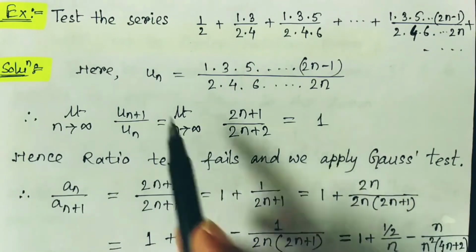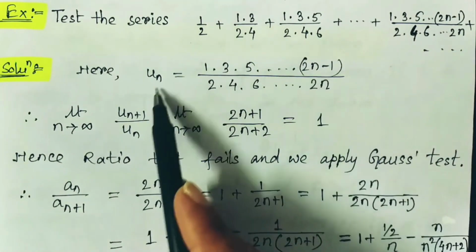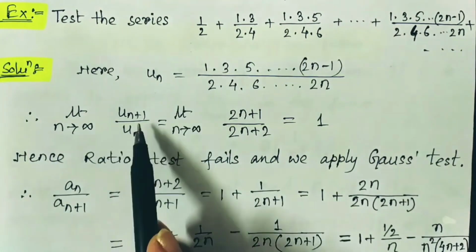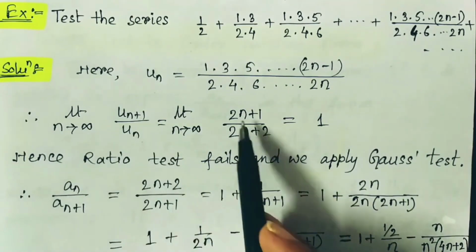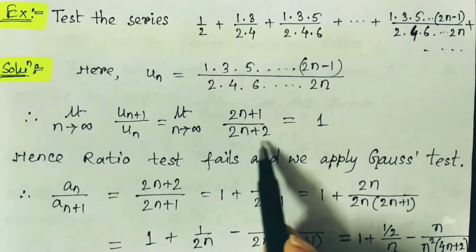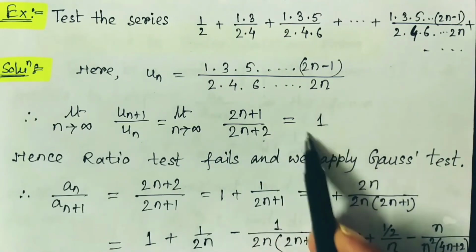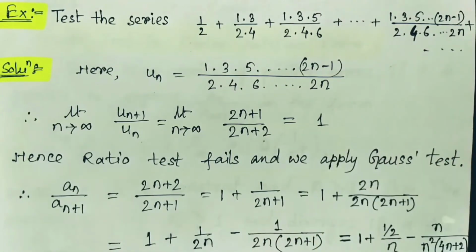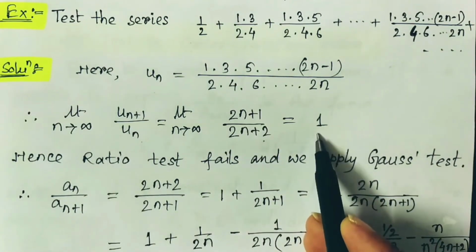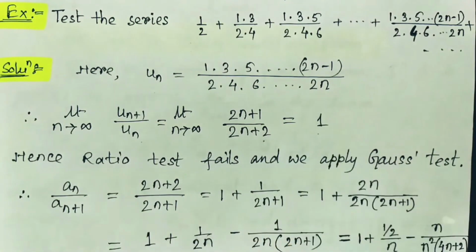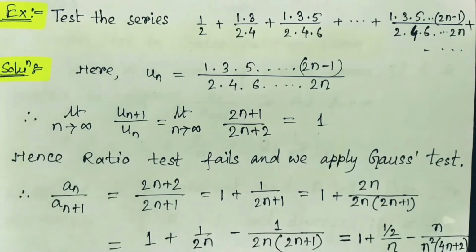Now similarly, from here we can easily find un plus 1 just by replacing n by n plus 1, and depending upon that you can calculate the ratio un plus 1 by un. That ratio, while we calculate its value, is 2n plus 1 divided by 2n plus 2. And if we take the limit of this as n tends to infinity, the limiting value is 1. So the criteria for D'Alembert's ratio test, with this limiting value 1, means the D'Alembert's ratio test fails. So while D'Alembert's ratio test fails, we should apply the Gauss test.